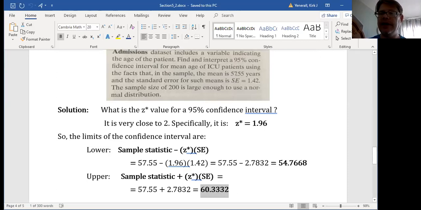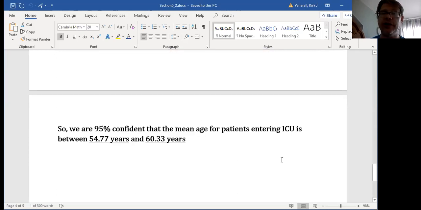So, in the end, I can make a statement of interpretation. Using the theory of normal curves, I have concluded that we are 95% confident that the mean age for patients entering an ICU is somewhere between my lower limit of 54.77 years and my upper limit of 60.33 years. Again, to reiterate our three-step process: number 1, find the special z-score that you need to guarantee the level of confidence that you want. Here that was 1.96.